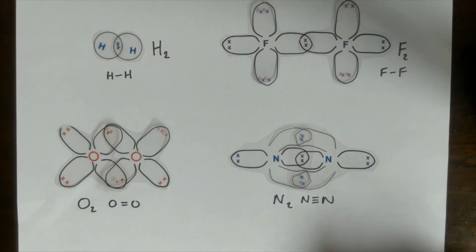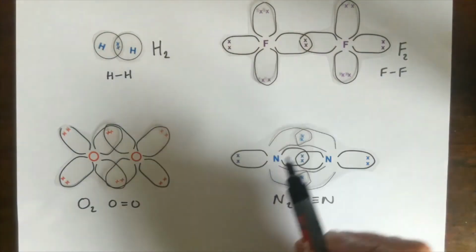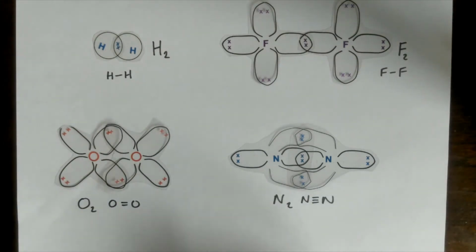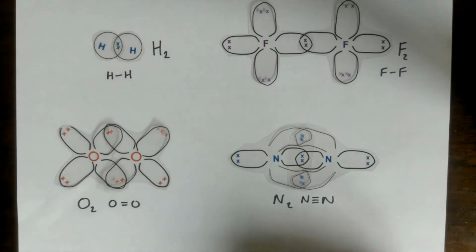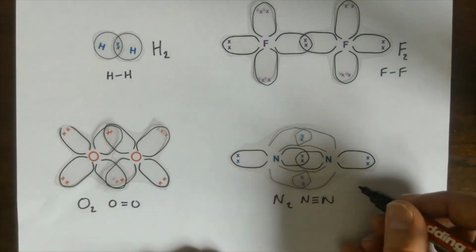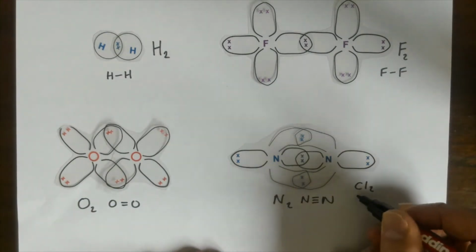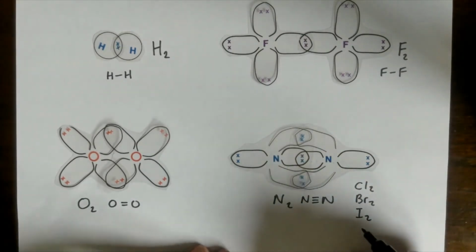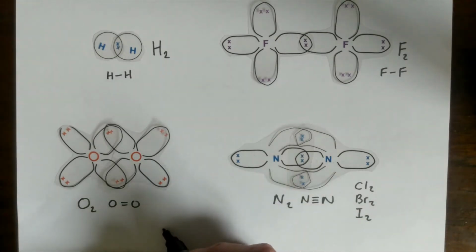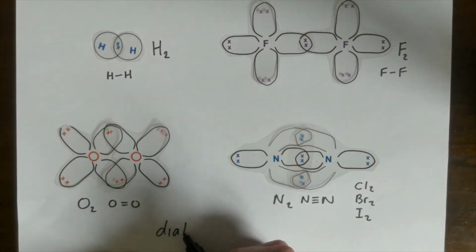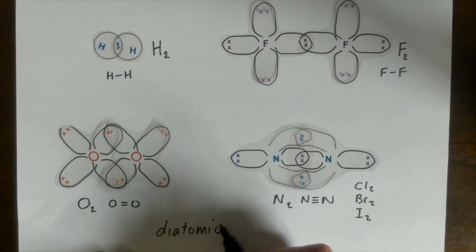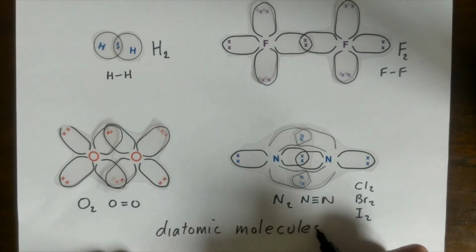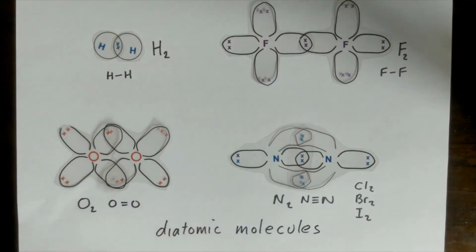The molecules we've just looked at, hydrogen, fluorine, oxygen and nitrogen, consist of 2 atoms joined together by covalent bonds. There are 3 other elements that can do this. There's chlorine, bromine and iodine, 3 other halogens, and there is a name we give to these molecules. We call these diatomic molecules. The di meaning that there's 2 atoms present in the molecule.